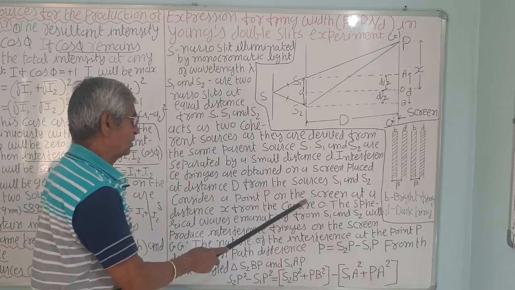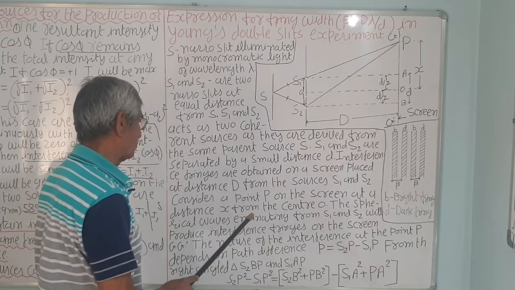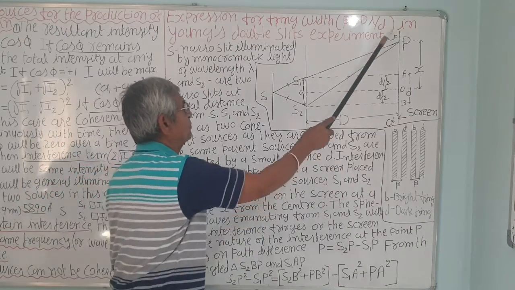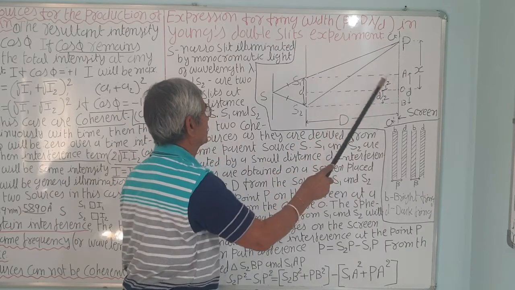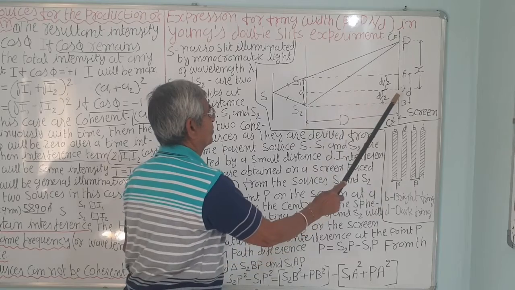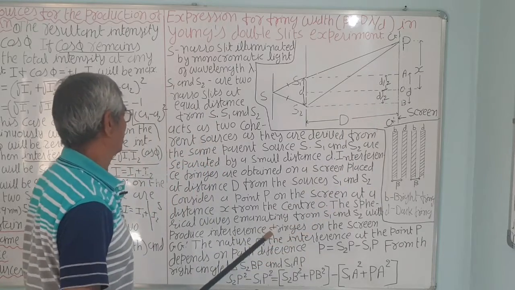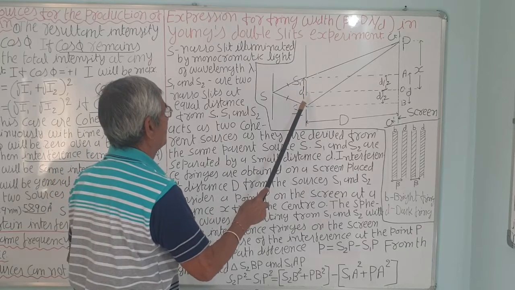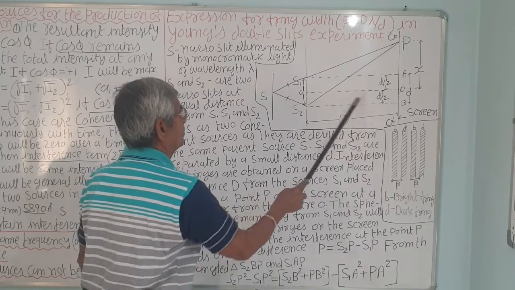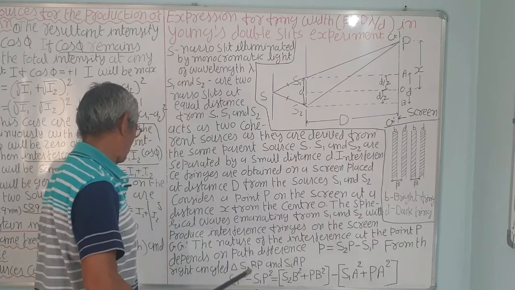Consider a point P on the screen at a distance x from the center O. This distance is x from the center. This is the center O on the screen, correct? That is, if you draw the perpendicular from the midpoint of S1 and S2 on the screen, that is O.